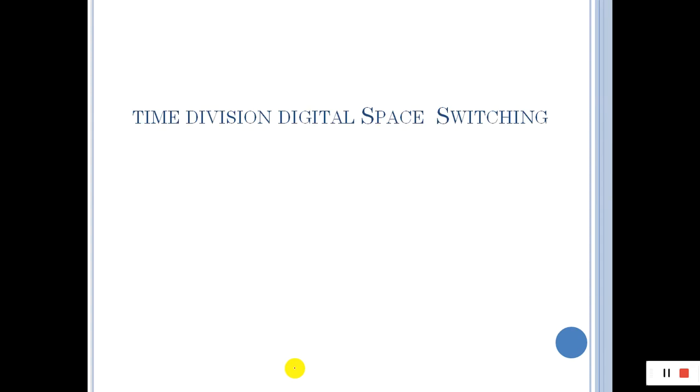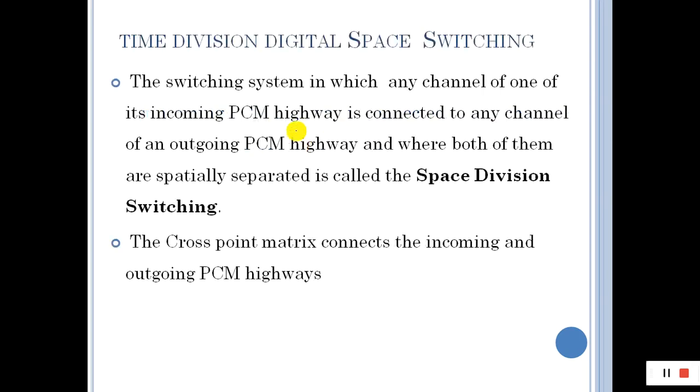So first of all, let's see time division digital space switching. I mention digital here to avoid any type of confusion. Space switching we have already discussed many times, like crossbar and Strowger, these are all space switching. That's why I'm mentioning that this is the categorization of time division switching. In this one, they use time slots to transfer samples from input to output.